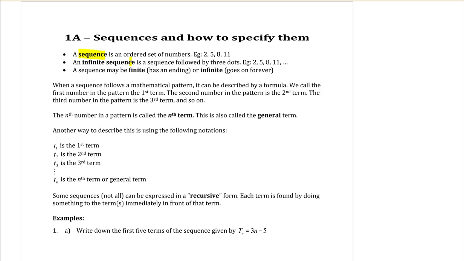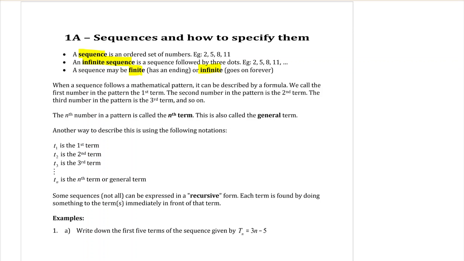An infinite sequence is a sequence followed by 3 dots, meaning it's going to keep going infinitely, continuing that pattern forever. A sequence may be finite though, meaning that it has an ending, or infinite, meaning it goes on forever. So there are 2 different types: a finite sequence or an infinite sequence.